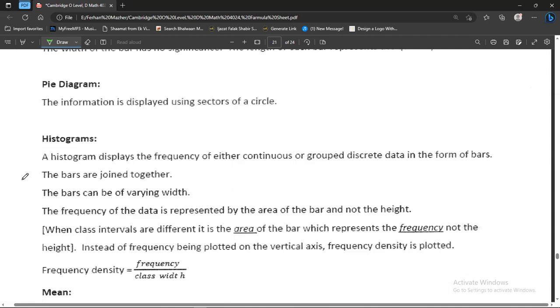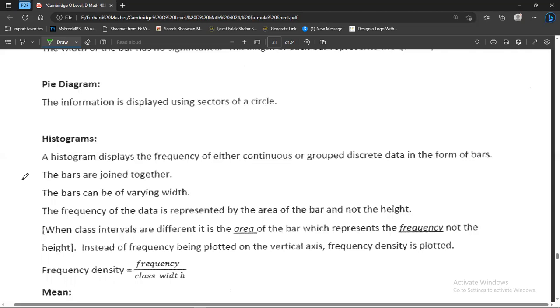In the pie diagram, the information is displayed using the sectors of a circle. In O levels, frequently they ask you to find the angle which a certain quantity will have on a pie chart. And sometimes the angle is given and you have to tell that quantity.